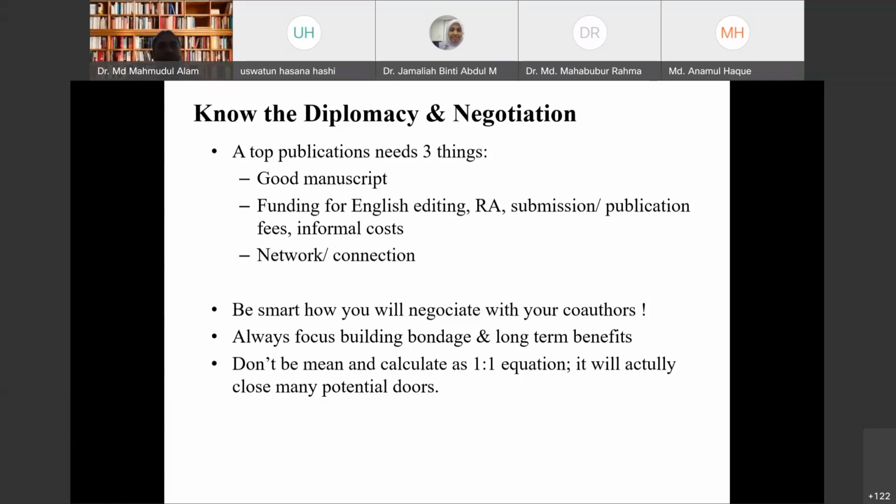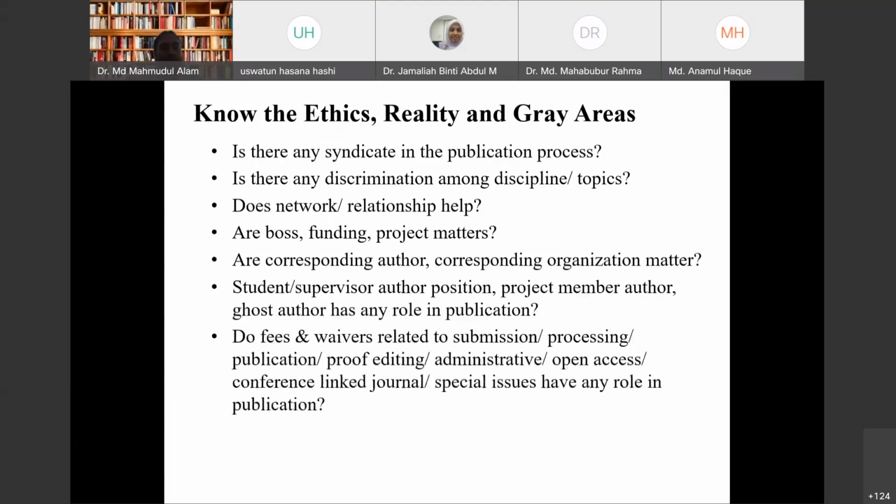Okay, and then focus on building a bond, a long-term benefit rather than just a one-to-one calculation. Okay, I give you one, you give me one. No, that's not a bond. That's just a calculation. And if you do a relationship, it doesn't follow the calculation. Relationship is not math. Okay, if you give somebody, one day he will give you. If you try to build a bond, maybe you include him in your research, he includes you in his another project, another thing, another publication. So it's not just a one-to-one calculation, it's a different dimension.